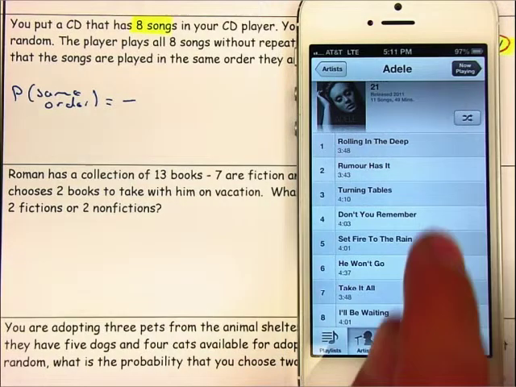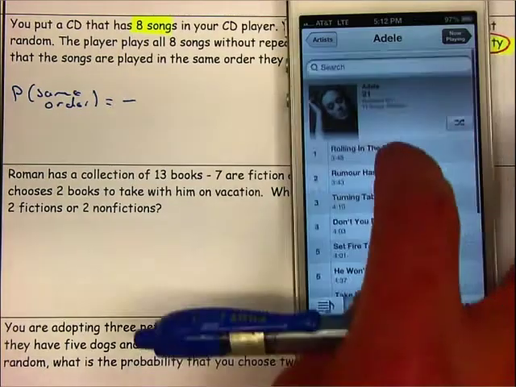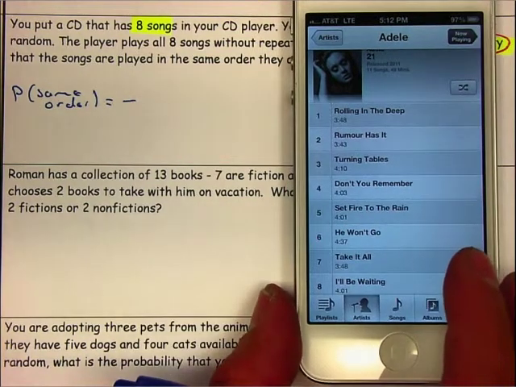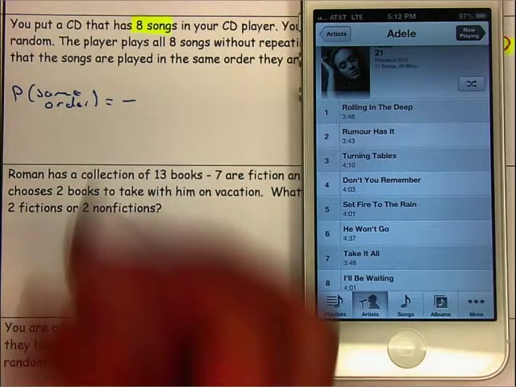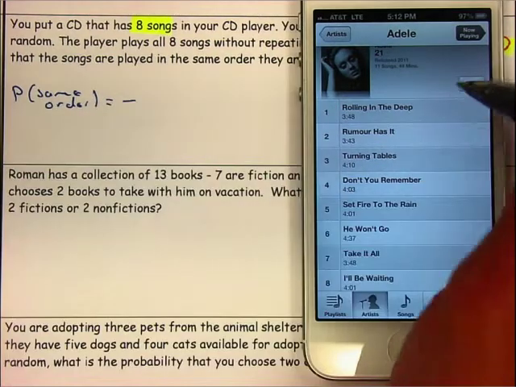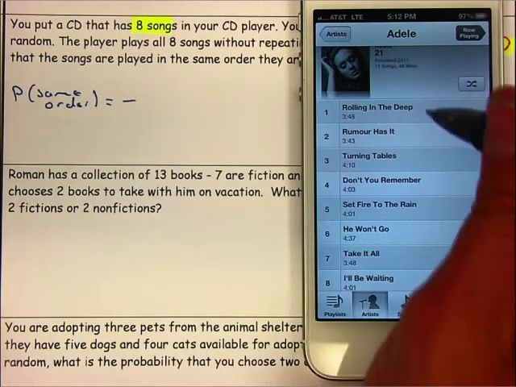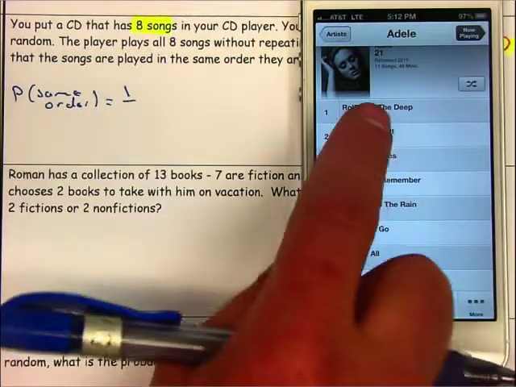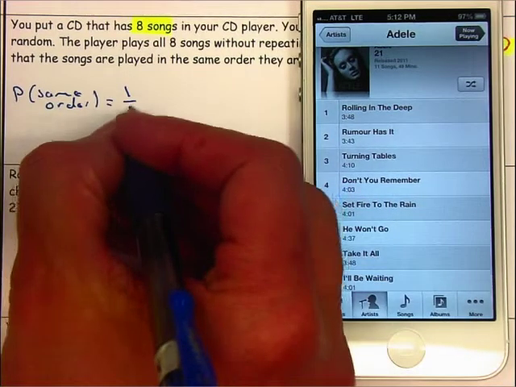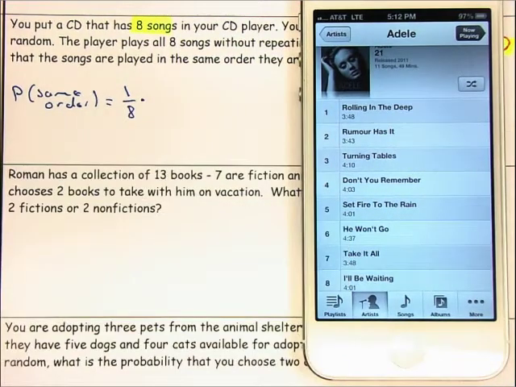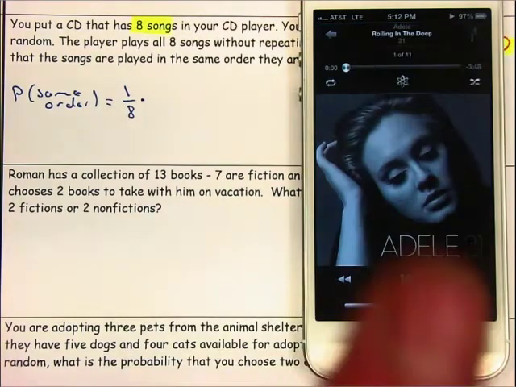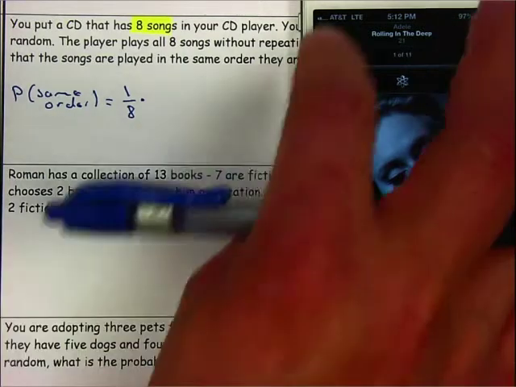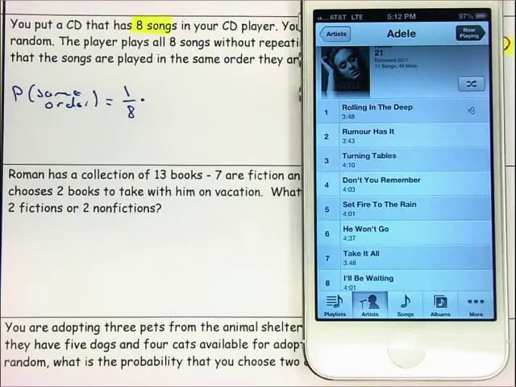So I press shuffle. I'm going to shuffle it. And what's the probability that Rolling in the Deep gets played first? So let's see. This is what we want. How many Rolling in the Deep are available? Just 1. That's what we want. How many of them are possible? 8 of them. So for the first song it will be 1 out of 8. So let's assume that Rolling in the Deep gets played. Let's say that one gets played already.